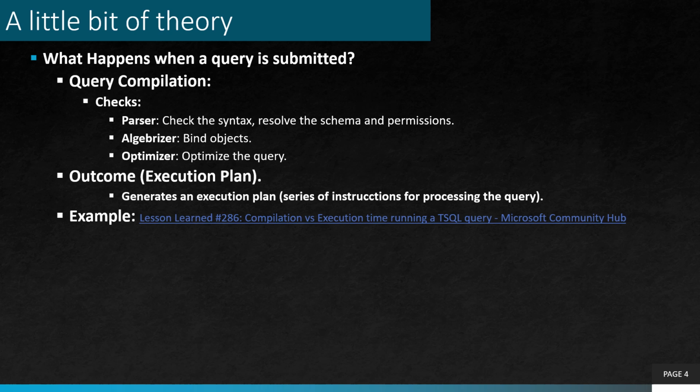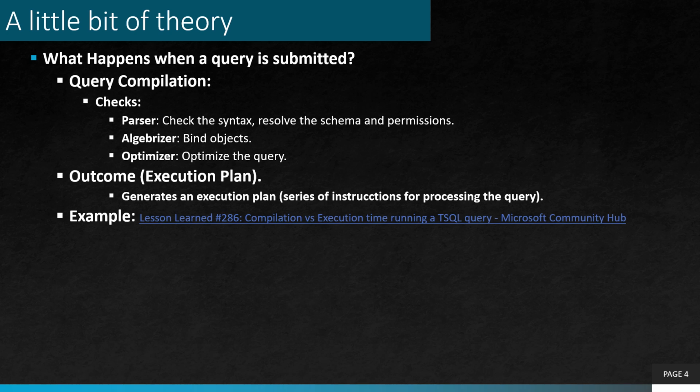Well, basically, the engine needs to use the parser to verify that the syntax, the schema, and the permissions are valid. After that, it needs to bind the objects, meaning it creates a tree saying, oh, I need to go to this table, this table, this table. And finally, we need to optimize the query based on the different statistics, the different constraints that we have, tables, etc.